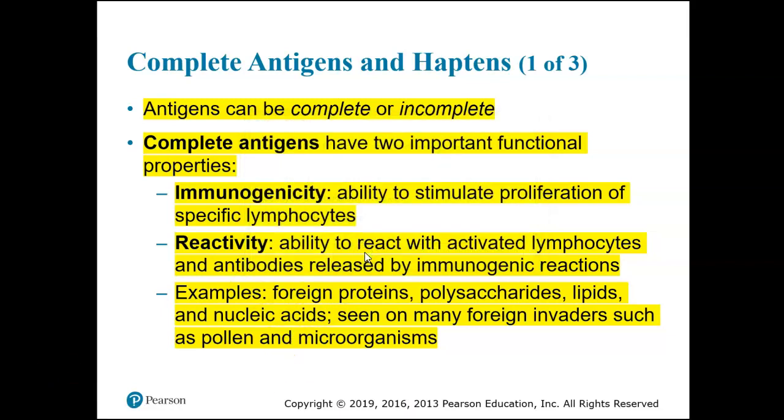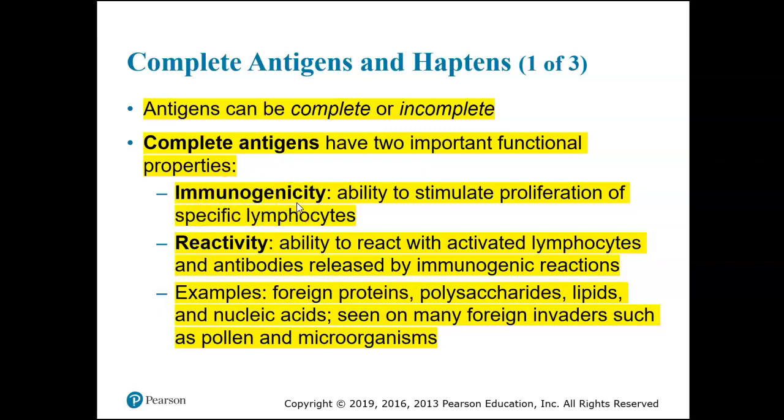Okay, we are starting on slide number 7 of the chapter 21B PowerPoint slides. So antigens can be complete or incomplete. An incomplete antigen is called a hapten. If they're complete, then they have two important properties.